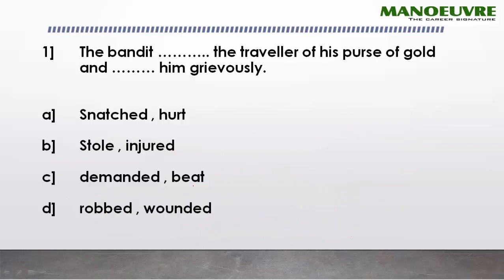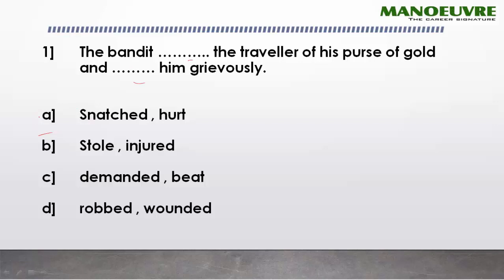So let's see some of the sentences. Now here we are seeing the sentence which says, the bandit dash the traveler, right? The bandit dash, our blank is over here. The bandit dash the traveler of his purse of gold and dash him grievously. Correct? We have two blanks over here. Let us focus on some keywords which will help us choose the correct option out of these four.